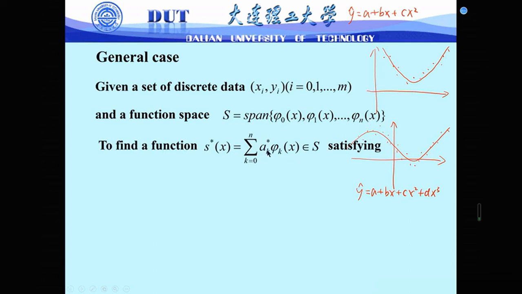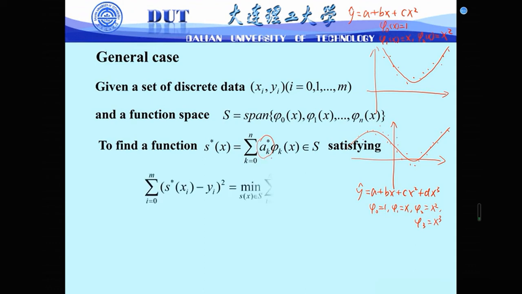Then the aim is to find a function S star(x) as the linear combination of the basic functions, the sum of ak star multiplied by phi k(x), which belongs to the space. Here, for this case, phi 0(x) equals 1, phi 1(x) equals x, phi 2(x) equals x squared, to obtain a quadratic polynomial. For a cubic polynomial, phi 0 equals 1, phi 1 equals x, phi 2 equals x squared, and phi 3 equals x cubed. It's okay for you? Now that means we choose different function spaces with different basic functions. We only need to determine the coefficients, right? Here we determine a, b, c, d. Here we use ak star to represent the coefficients.